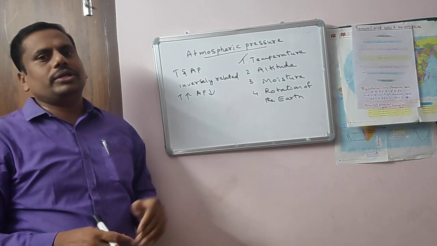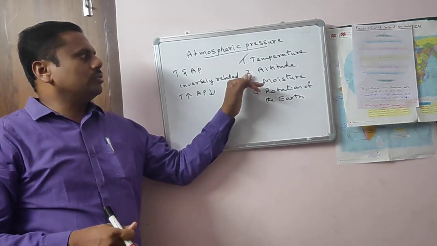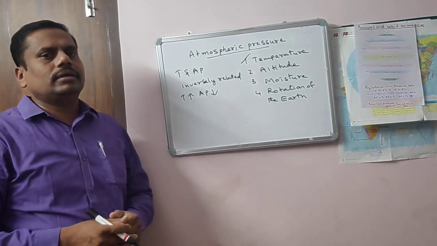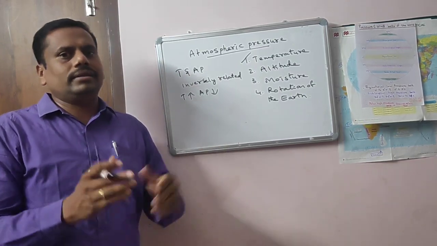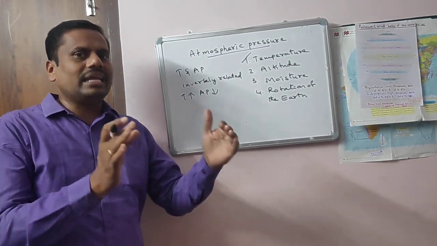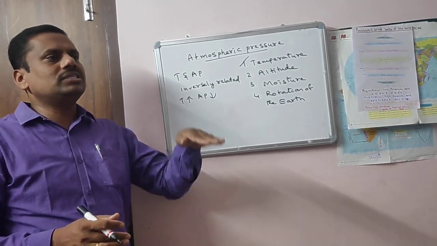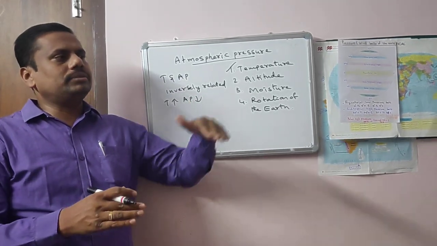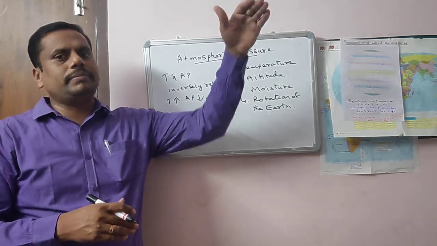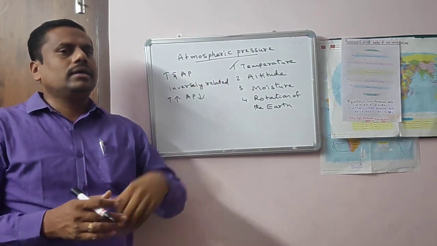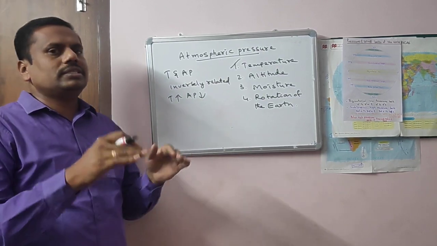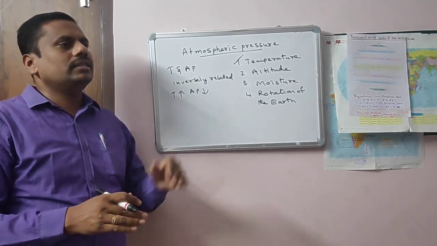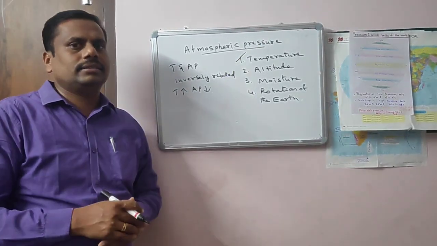Now coming to altitude. Particularly near the sea, the air is denser and heavier. That's why atmospheric pressure is very high at sea level. Whereas if you go to higher places, other altitudes and elevated areas, the atmospheric pressure is less. Why? Because there the air is not denser, not heavier. That's why the atmospheric pressure is less in such areas.